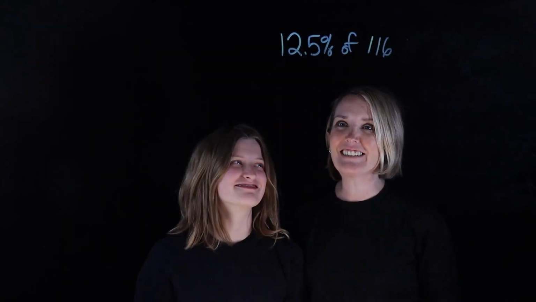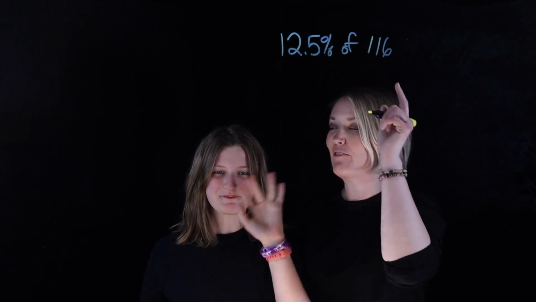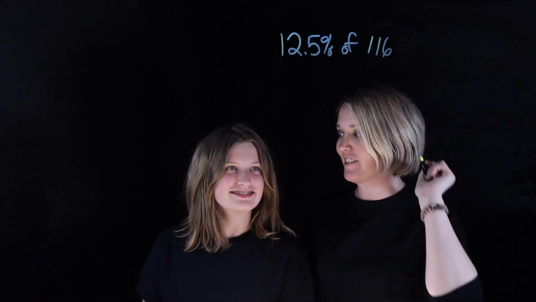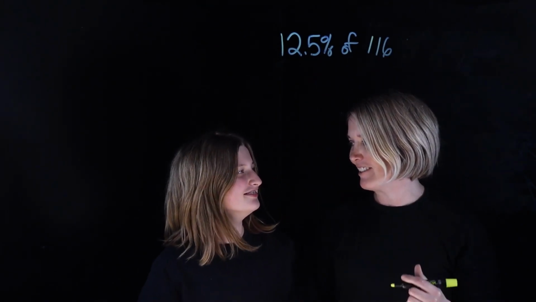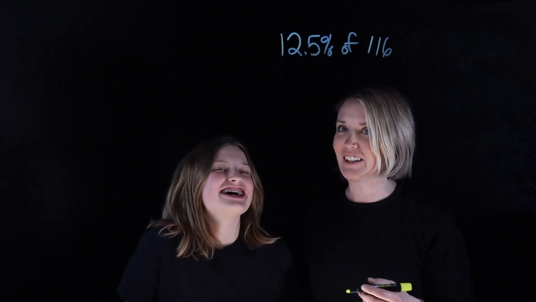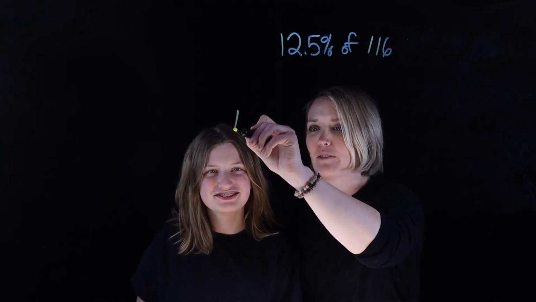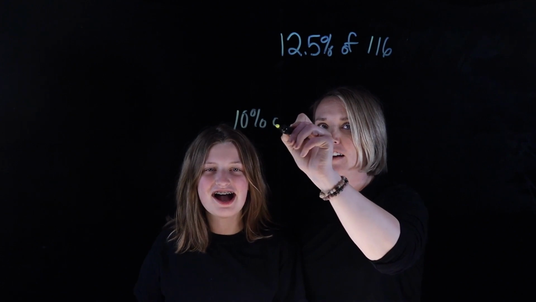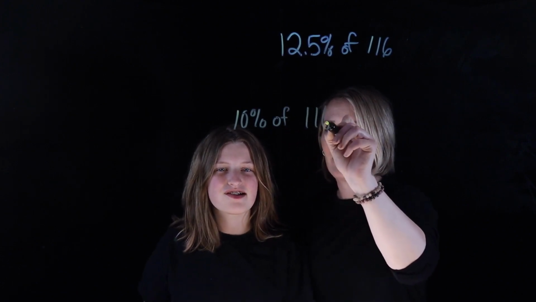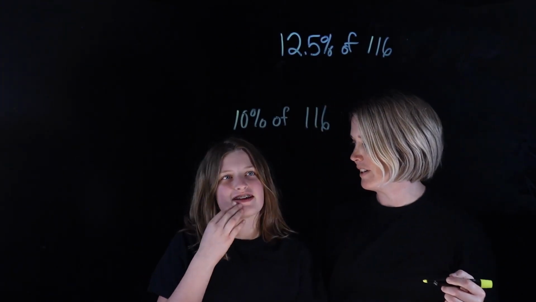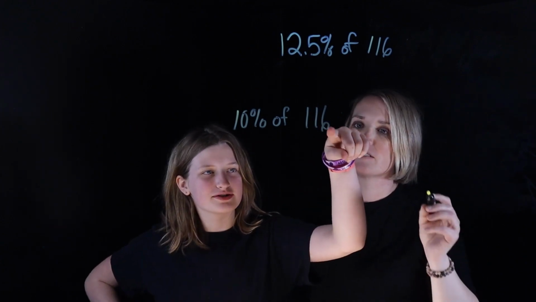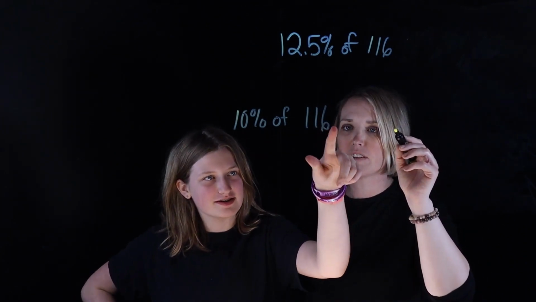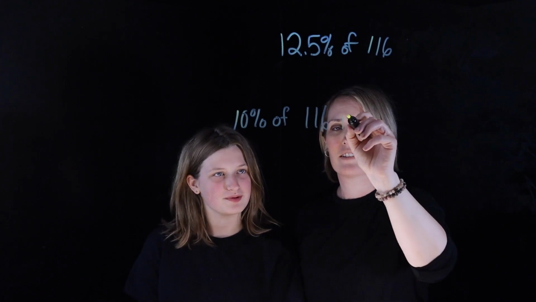Hi everyone. Anna's here because she's got a great idea for 12.5% of 116. Let me guess. You're going to find 10% first because you love it. Yeah. Okay, so let's find 10% of 116. Now, why do you love doing this so much? Because you can just move the decimal over. This decimal is invisible, but still there. It's right there. You move it to 11.6.